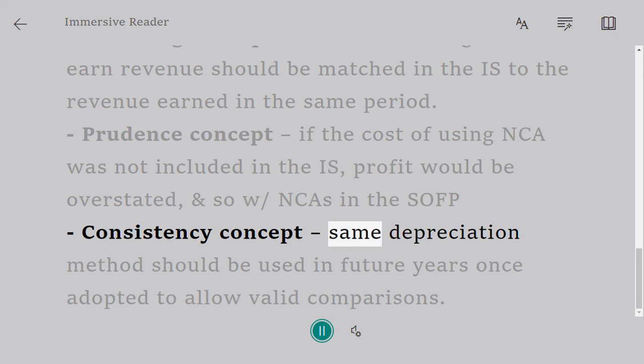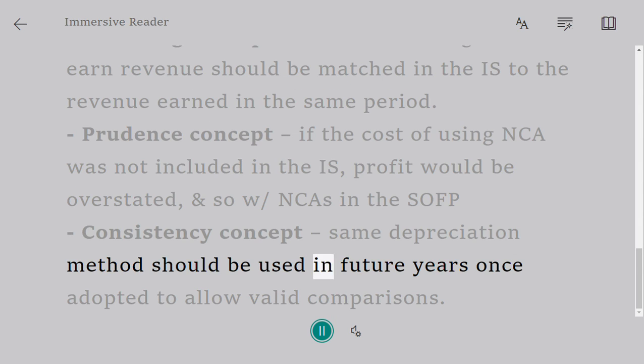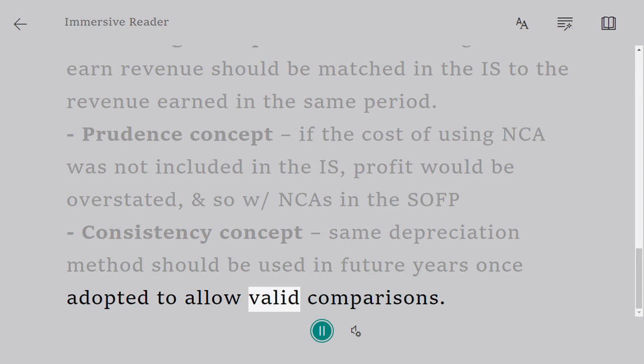Consistency concept: the same depreciation method should be used in future years once adopted, to allow valid comparisons.